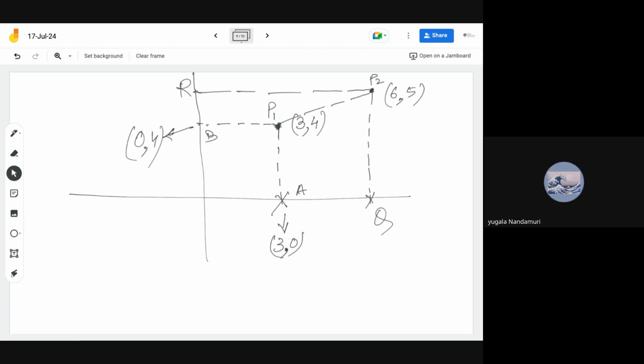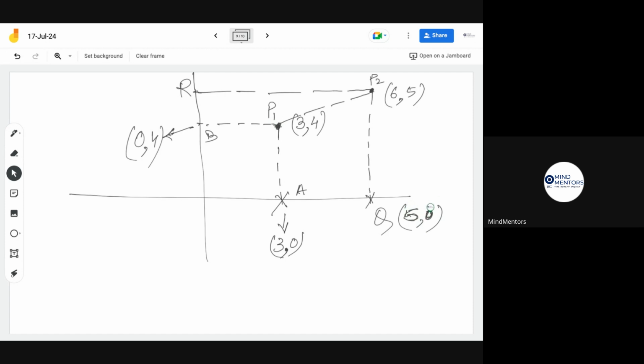2. Okay, why do you think it is 2? What is the coordinate of Q, Yugala? 5, comma 0. Are you sure it is 5, 0? Do you guys agree? Yugala is saying this is 5, 0. Sorry, 6, 0, because... so it's 3, correct, right?